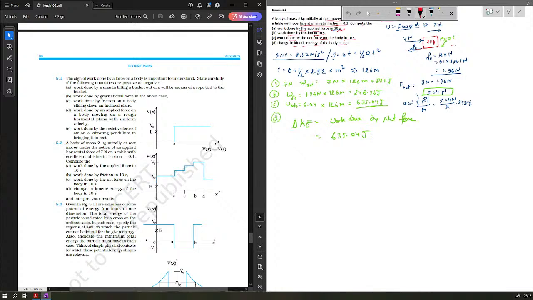Whenever we approach this kind of question, we should first consider all the forces acting on the body. Let us consider the forces here. A body is on the table, and its mass is 2 kg. A horizontal force of 7 Newton is acting on the body, and the frictional force is caused by the coefficient of friction, where mu equals 0.1.